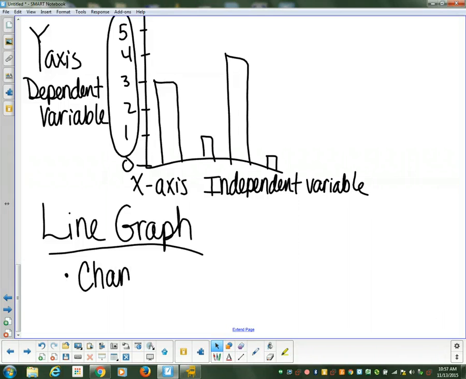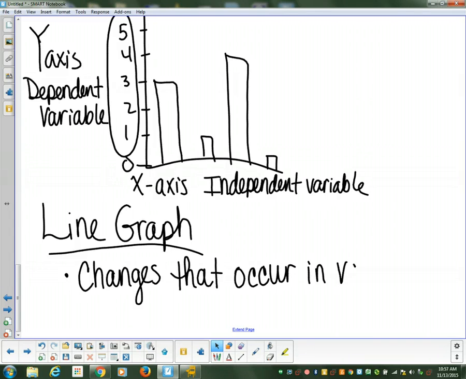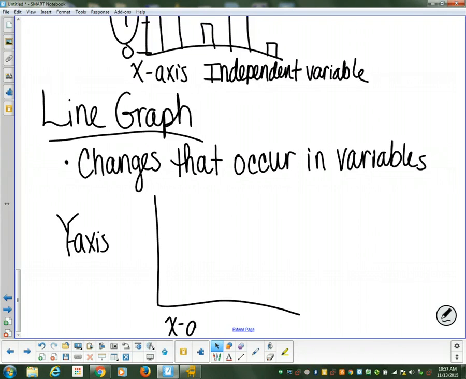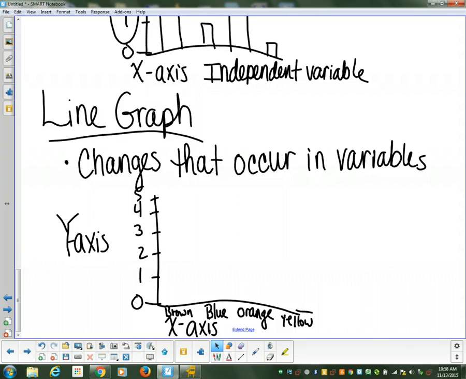So, changes that occur in variables. Again, you are going to have your line. This is your y-axis. This is your x-axis. And imagine that we took 5 bags of M&Ms. Okay, and we had our numbers that were over here, and we had our colors that were over here. So let's say we had brown, and let's go blue, and we'll go orange. Let's go yellow. Okay, we'll just do those colors for now.